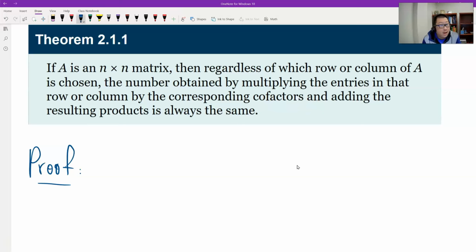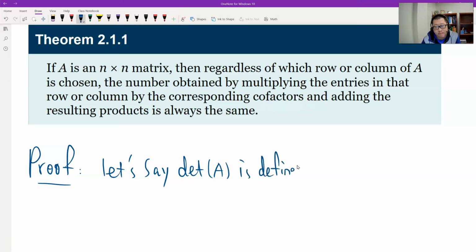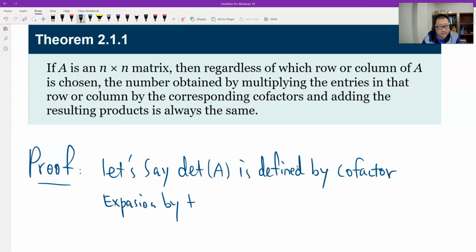So first, we need to start from a row or a column, right? So let's give this definition. Let's say the determinant of A is defined by cofactor expansion by the first row, okay.